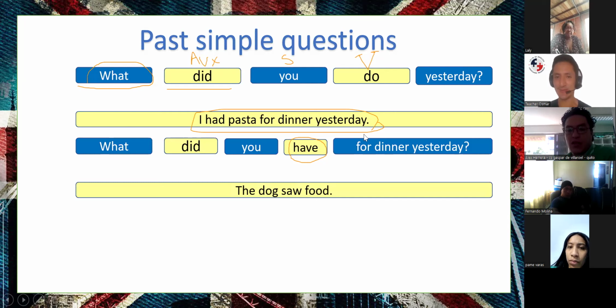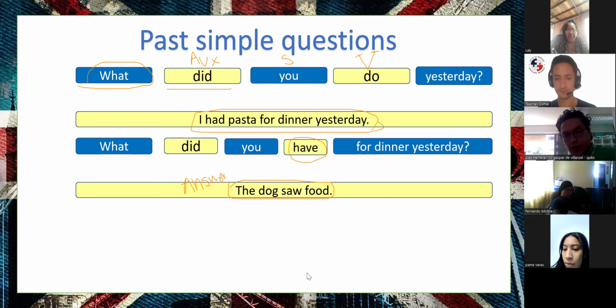Let's continue. Go, please. We have the next answer. You're going to make the question for that answer, okay? Lali, can you see? I put the dog saw the food. Excellent. The dog saw food. This is the answer, la respuesta, the answer. What is the question? ¿Cuál sería la pregunta? What is the question?